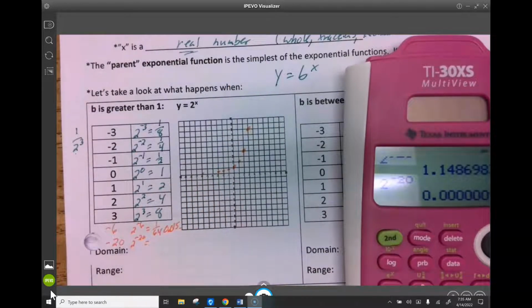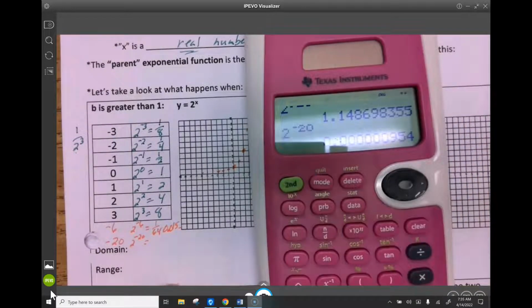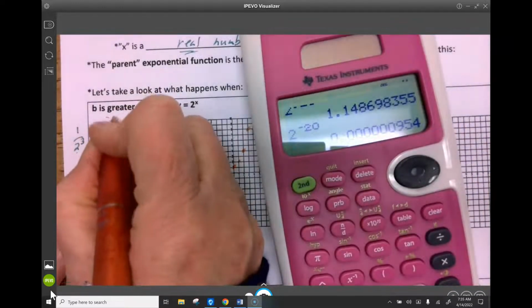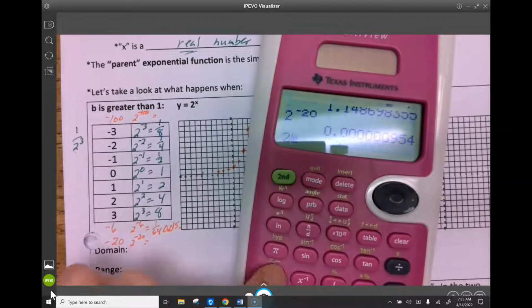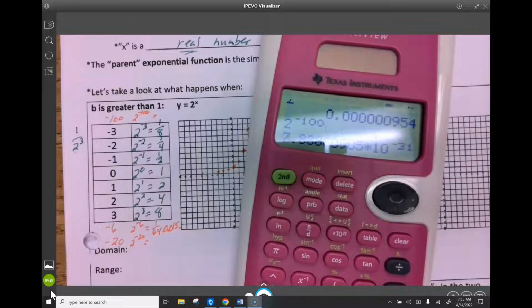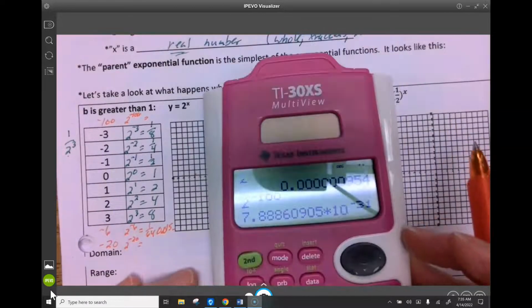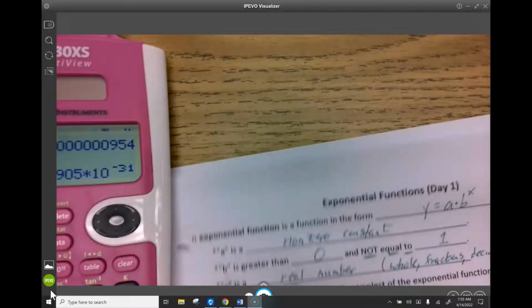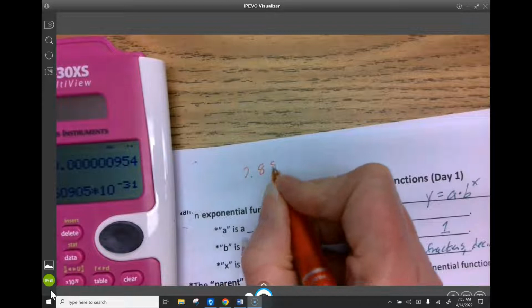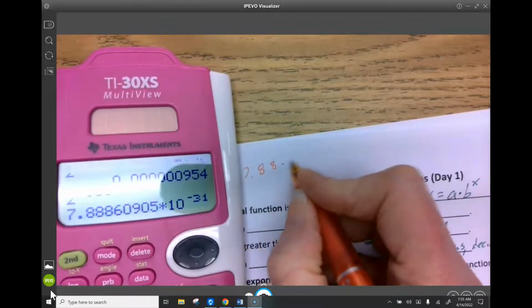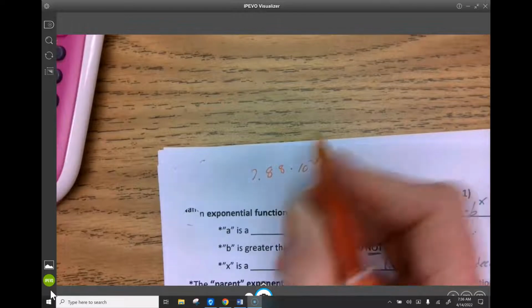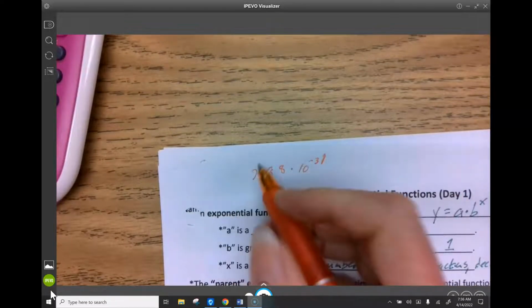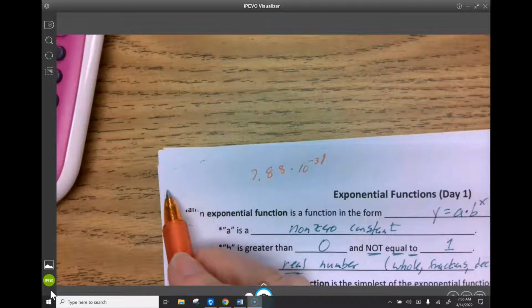So I want you to put in a big, I'm going to put in -100. Okay, I'm running out of space, so I'm going to put that up here. So 2 to the -100. What does that give me? Okay, so this is scientific notation. I have 7.88, and then see how it says times 10 to the -31. Just to refresh your memory on scientific notation, that means I would move the decimal, and then I would have 30 zeros out here before I got to the decimal point.